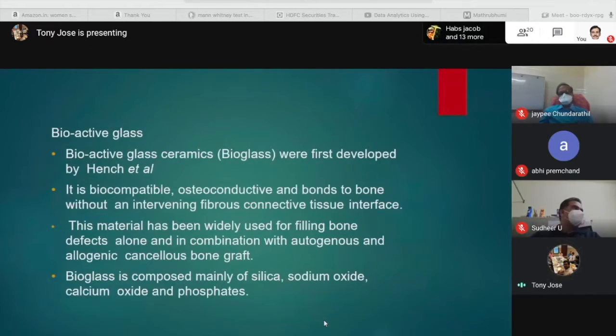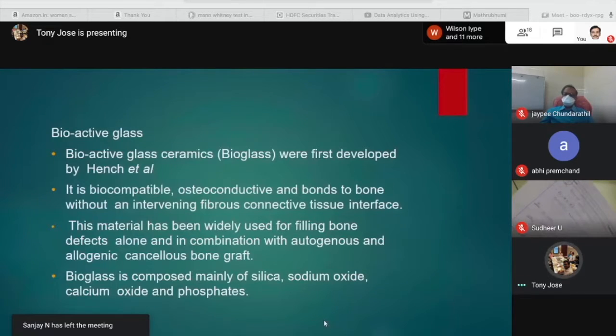Next is about the bioactive glasses. Bioactive glass ceramics were first developed by Hench et al. It is biocompatible, osteoconductive, and bonds to bone without an intervening fibrous connective tissue interface. This material has been widely used for filling bone defects alone and in combination with autogenous and allogenic cancellous bone graft. The bioglass is composed mainly of silica, sodium oxide, calcium oxide, and phosphates.